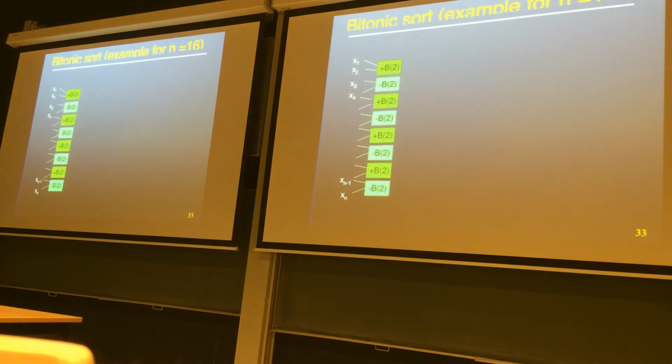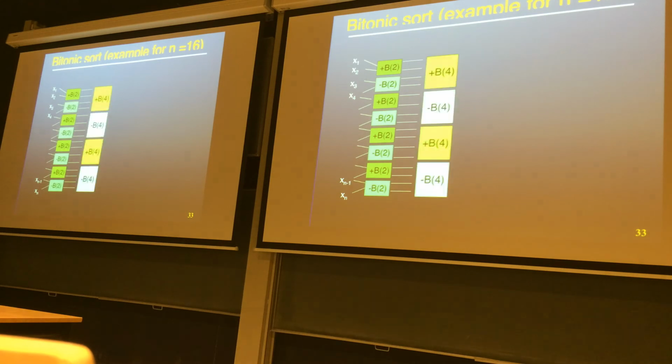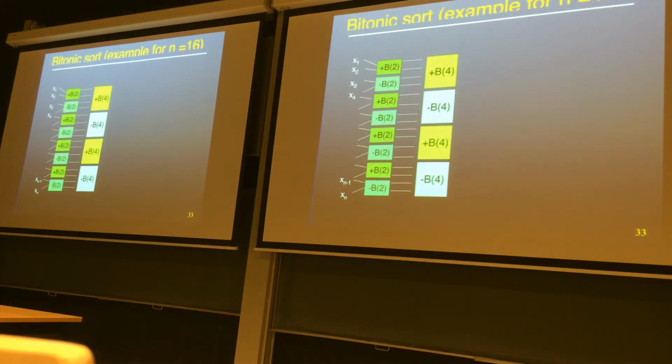Let's do it for n equals 16. Here, you form bitonic sequences of length 4. You feed them to a B4 plus network, this half to a B4 minus network, this again to a B4 plus, and this again to a B4 minus.